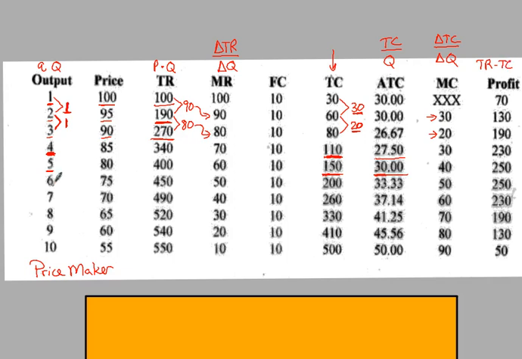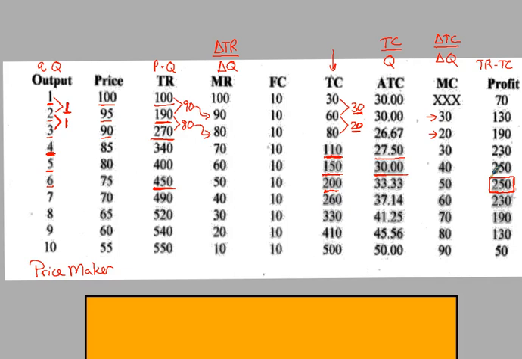If we produced 6 units, then let's see, where was my total revenue? Right here. My total revenue would be $450 minus my total cost, which was $200, which would give us a profit of $250. All right, so there's just working with some of the numbers for a monopolist.